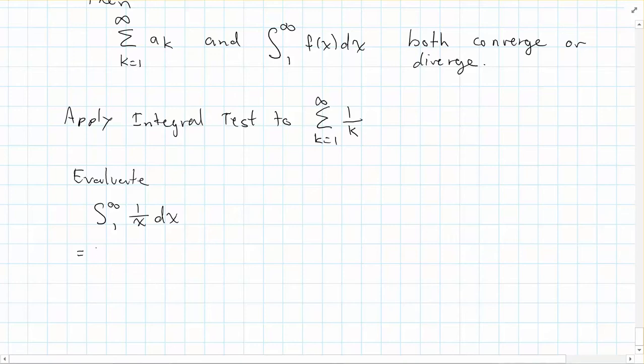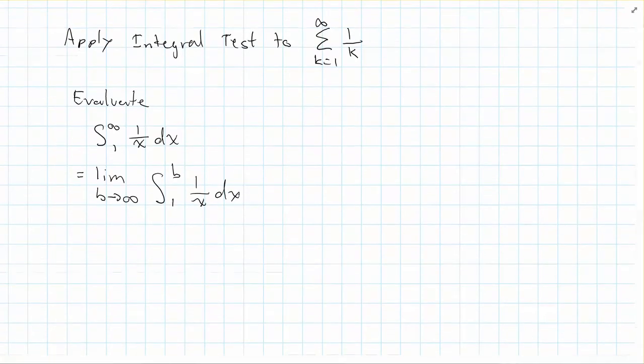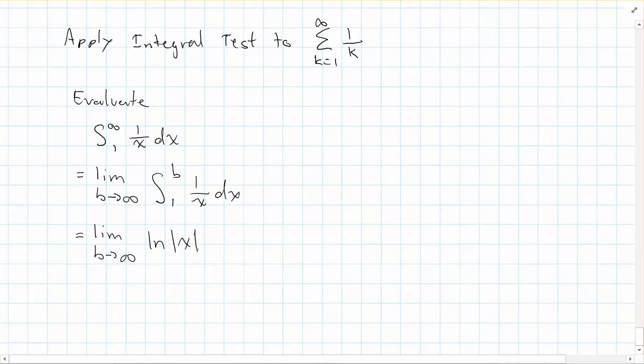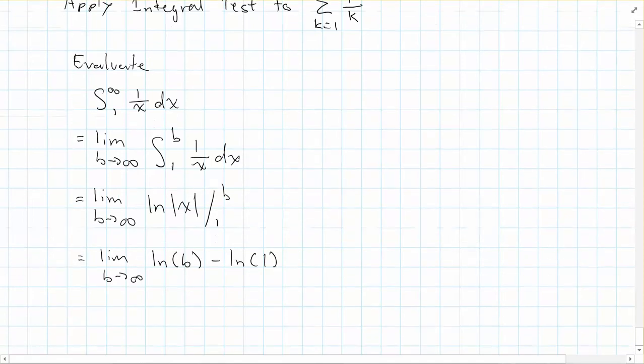Now, we did this in the previous chapter, so this would be the limit as b goes to infinity of the integral from 1 to b of 1 over x dx, which would equal the limit as b goes to infinity of the natural log of x evaluated from 1 to b. These are all positive numbers, so I can really just drop the absolute value. So that's the limit as b goes to infinity of the natural log of b minus the natural log of 1. Natural log of 1 is 0.